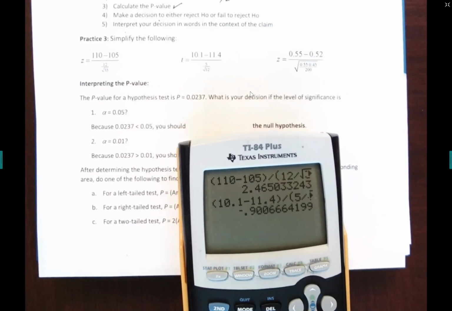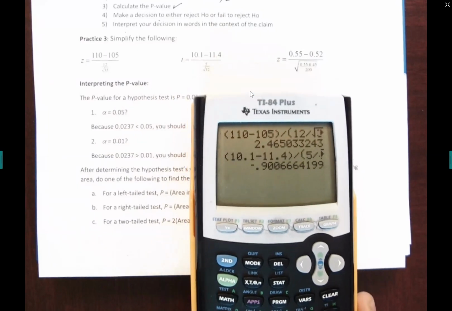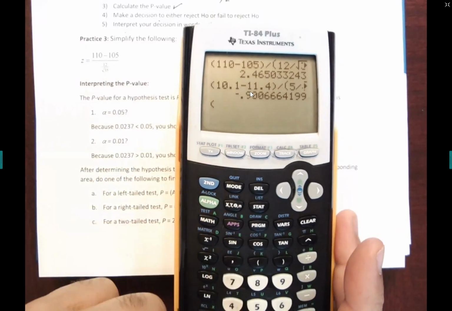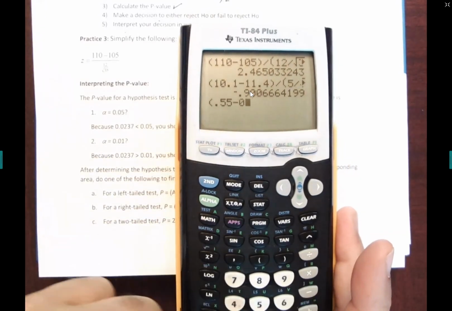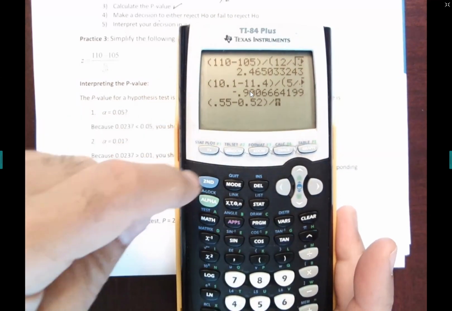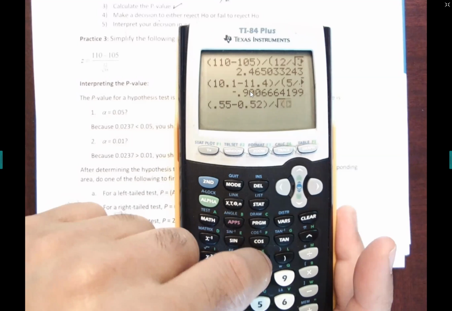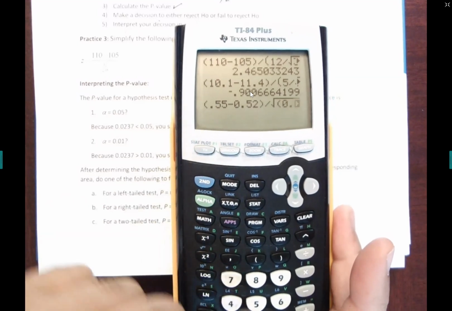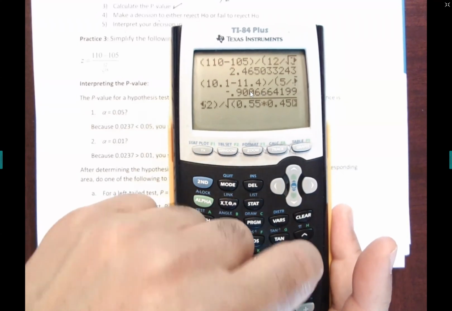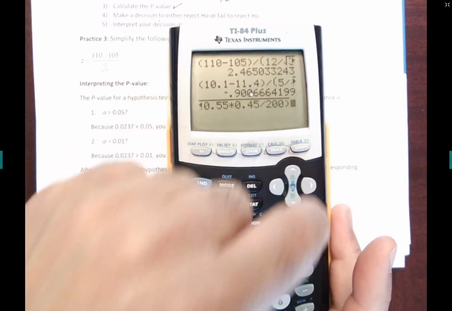And the last one, let's see what the last one is. I got 0.55 minus 0.52. So between parentheses. Divide by, and I think there is a square root. Open parentheses. And what we have, 0.55 times 0.45 divided by 200, and now close and exit. There you go.